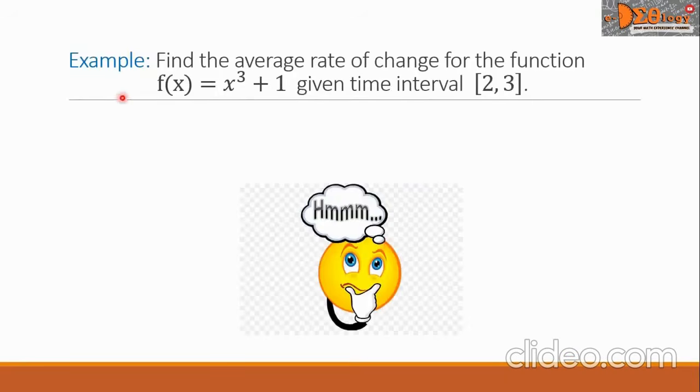Let us see this example. Find the average rate of change for the function f(x) = x³ + 1, given the time interval from 2 to 3.